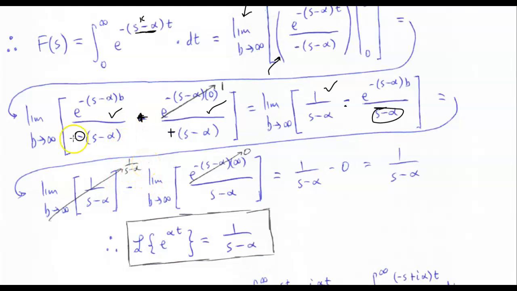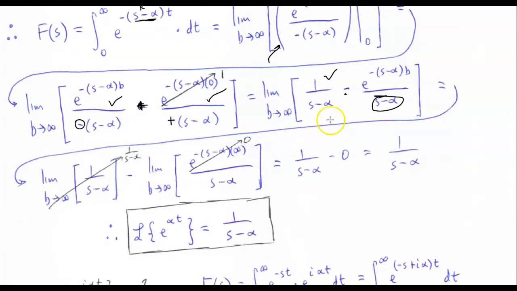And so from there we just evaluate those limits again. Of course, 1 divided by s minus alpha is a constant, so the limit of a constant is a constant. For here we have our b, and if we let b go to infinity, then of course e raised to the negative infinity goes to 0. So this whole limit goes to 0. And we see that the Laplace transform of e raised to the alpha t, where alpha is a real number, just ends up being 1 over s minus alpha.